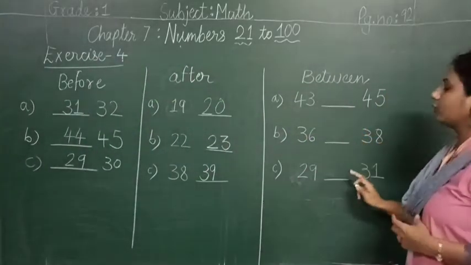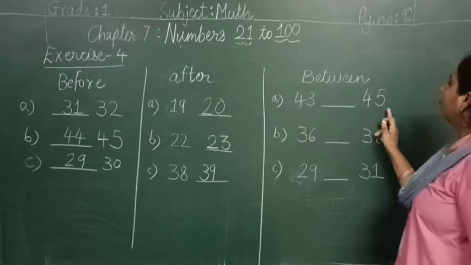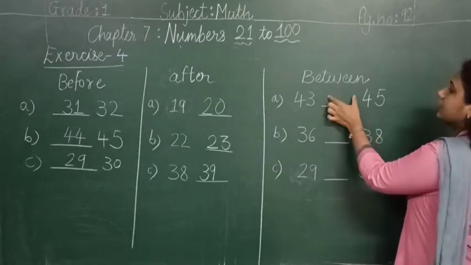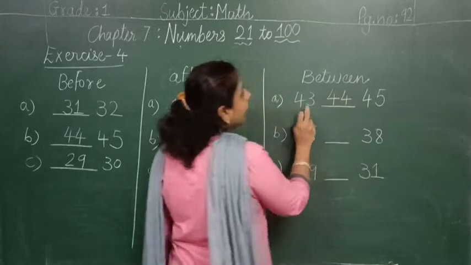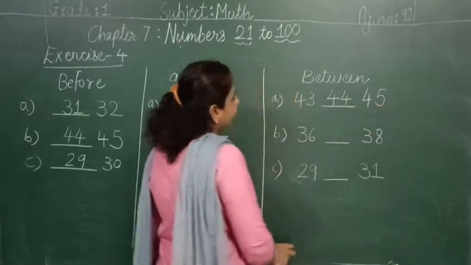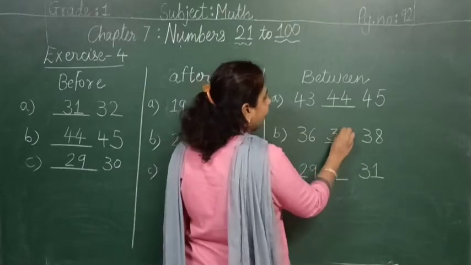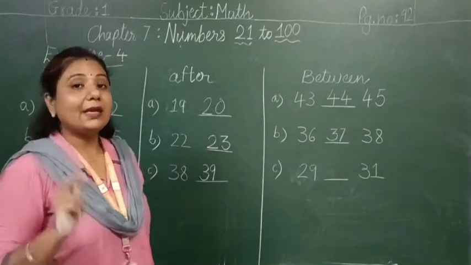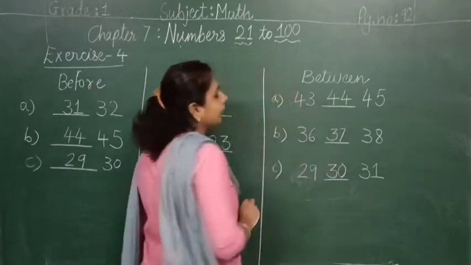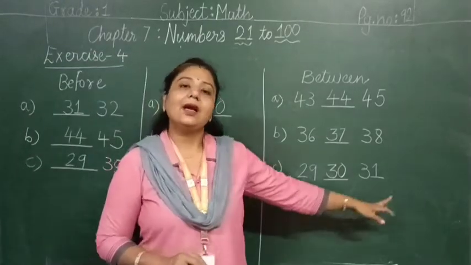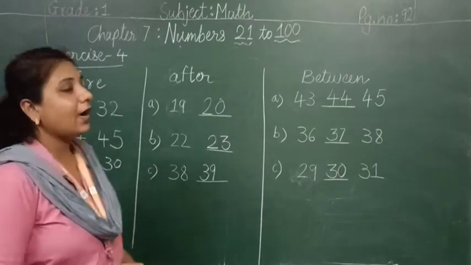In this bag, you have to put the numbers. Number 1. 43, 45. Which number comes between the two? 44. 43, 44, 45. Next, 36, 38. So here after 36 comes 37. 29, 30, 31. So here students, we have completed our exercise number 4.